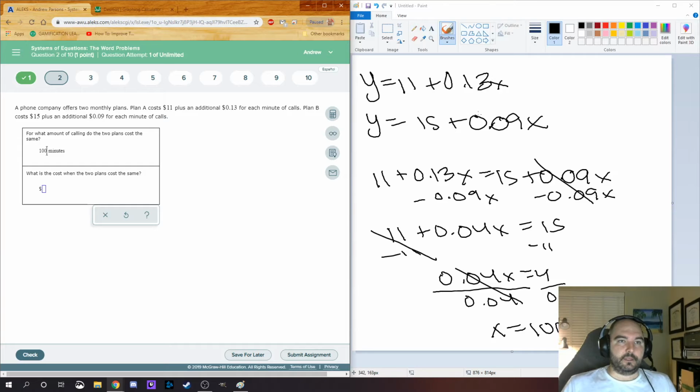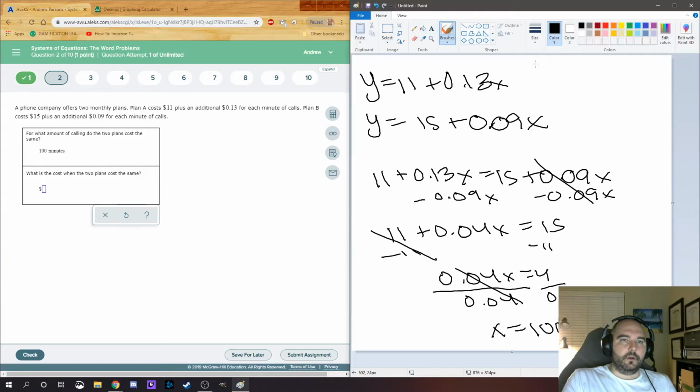And what would that cost be? You go back and plug it in. Doesn't take a lot of space. I'll just do it in the top here. I'll use the top equation. So y equals 11 plus 0.13 times 100. Y equals 11 plus 13. That's what 0.13 times 100 is. So 11 plus 13 equals 24.